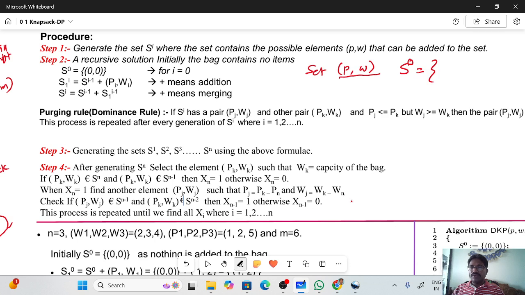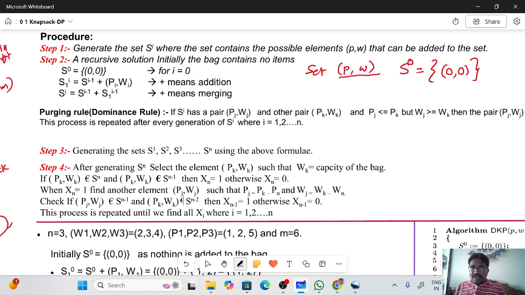What is the first value? Profit. So initially what is the profit? 0, because our weight is 0. That means initially no item is placed into the knapsack, that's why we didn't get any profit, and also the knapsack weight is 0. This is the initial set. Next we follow the recursive approach, or iterations.